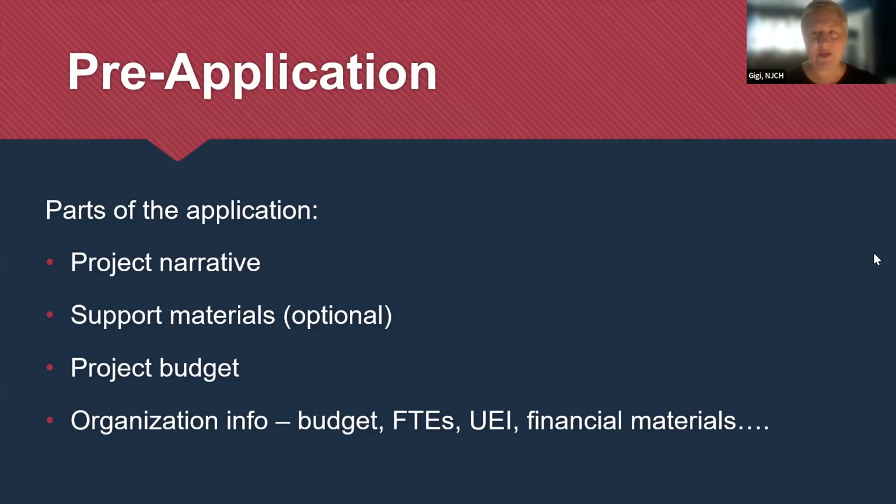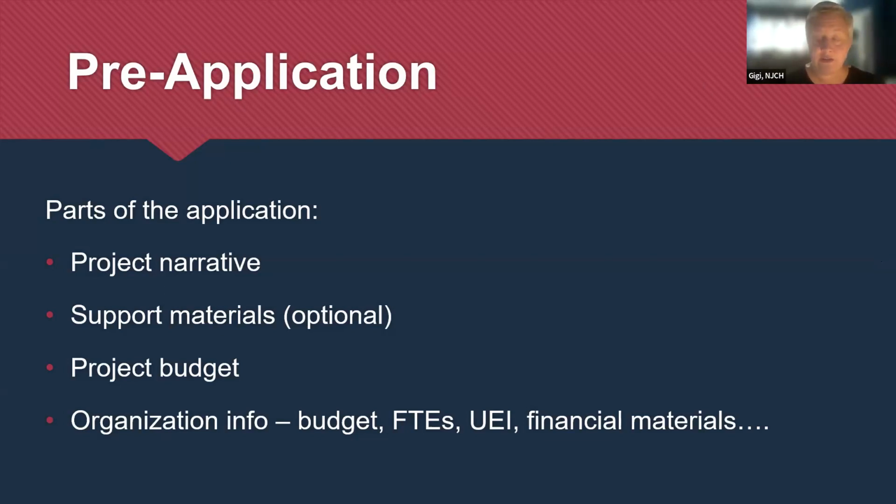And again, in part 2 of this workshop, we'll be doing a really deep dive into that part. And then there's all your organizational information, which includes your organizational budget, FTEs, which is full-time equivalents, how many people work in or volunteer for your organization, your UEI, your unique entity identifier, your financial materials. These are all the different parts of your application that you will have to fill out as you're filling out your application for funding.